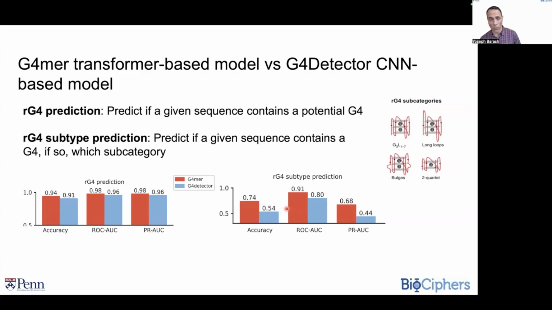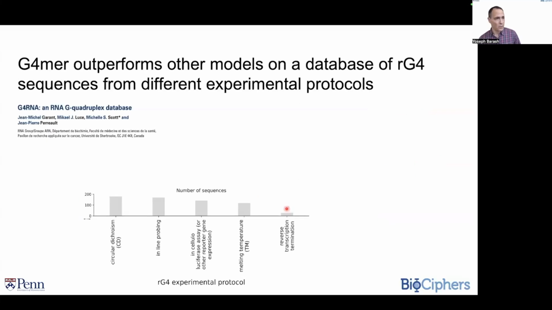So that was one. And of course, then you want to see that you're able to generalize to other data sets, other experimental techniques, etc. So we used the G4RNA database that was published by Michel Scott and colleagues, Jean-Pierre, from Sherbrooke. And what you see here at the bottom are 5 different experimental techniques, and this is the amount of sequences for each one of them. These are the 5 most common ones in this database.